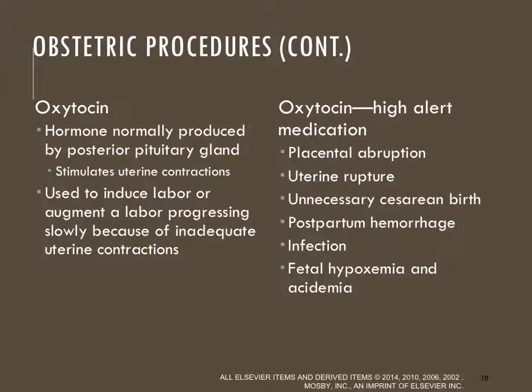So for safety, oxytocin has to be visually looked at and confirmed by 2 nurses. Hazards to mom, what can happen? What are complications? Placental abruption, uterine rupture, sometimes unnecessary C-sections because of abnormal fetal heart rate patterns because of the oxytocin medicine. Postpartum hemorrhage and infection is at higher risk for mom. Baby can experience acidemia and hypoxia. This usually will result in a late deceleration.